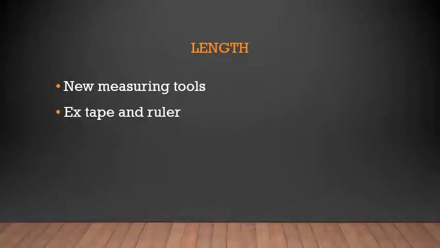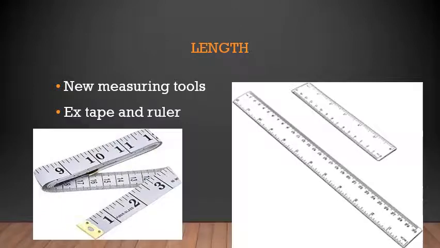First one we are going to see is length. How do you measure a length? What is length? Length is knowing whether something is long or short. Knowing whether something is long or short is called length. Now what are the new measuring tools to measure the length? Example, a tape and a ruler.